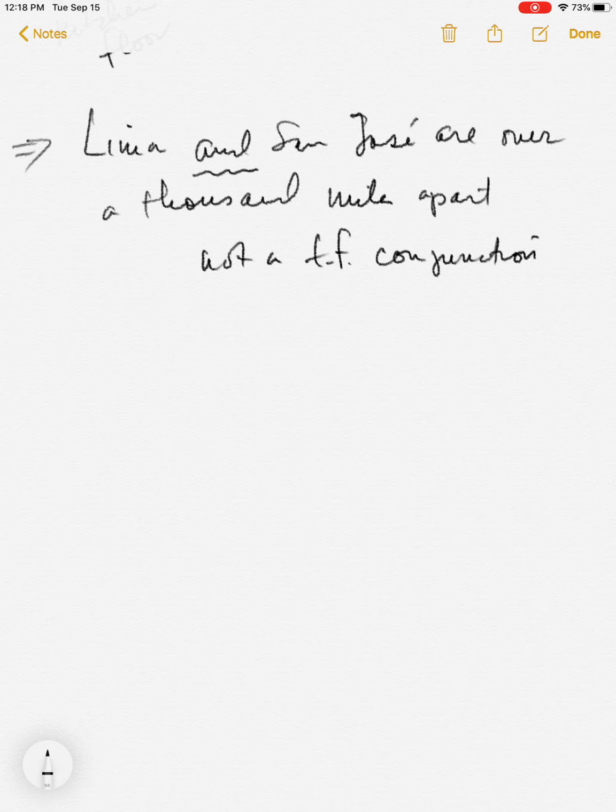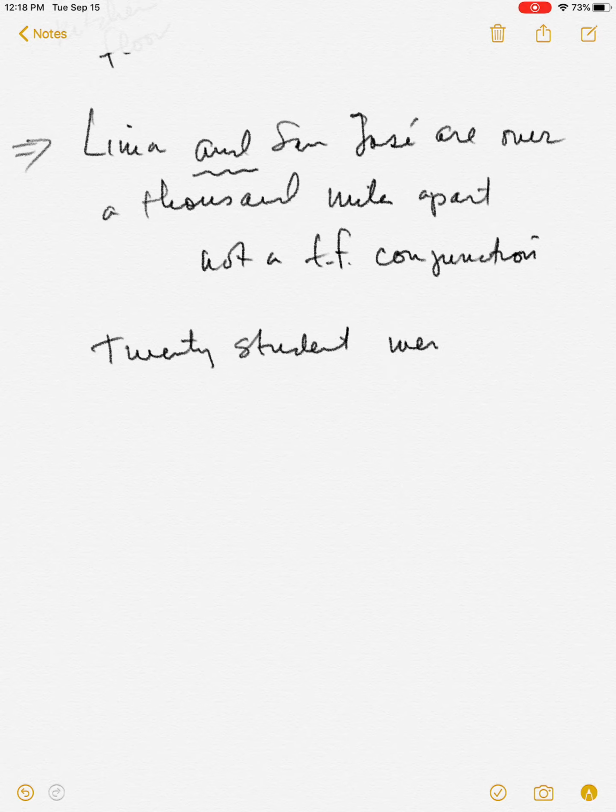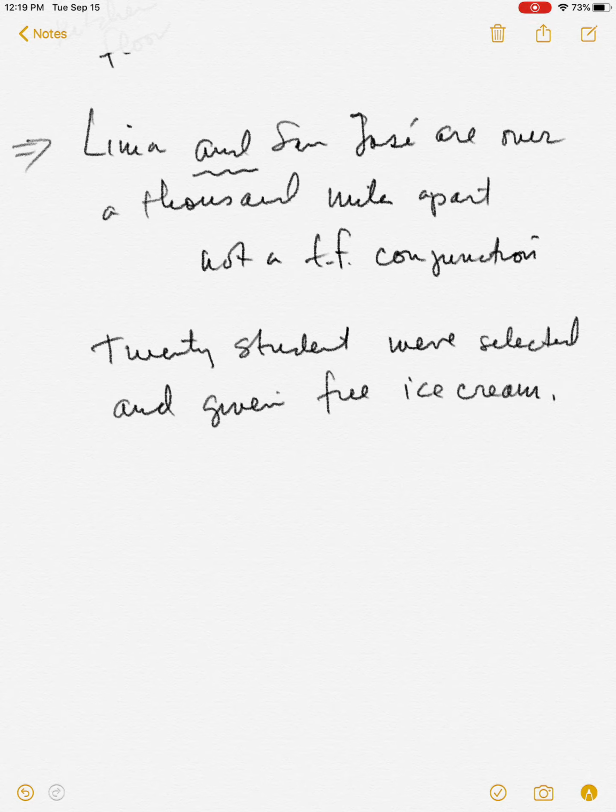Okay, another example. "20 students were selected and given free ice cream." Well, at first blush, that sounds like a conjunction, right? It's got this "and" in it.